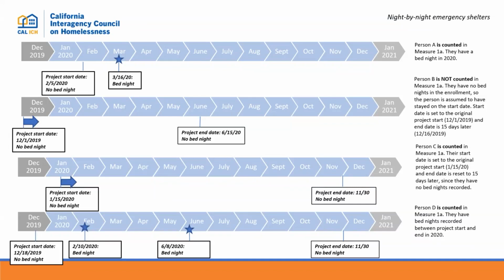Person C is counted in Measure 1A. Their start date is set to the original project start, January 15th, 2020, and end date is reset to 15 days later, since they have no bed nights recorded. Person D is counted in Measure 1A. They have bed nights recorded between the project start and end in 2020.